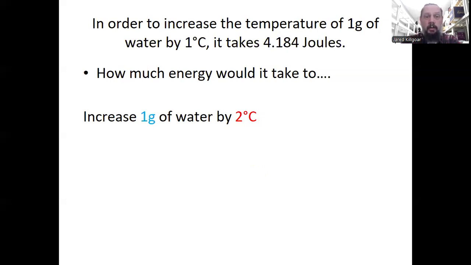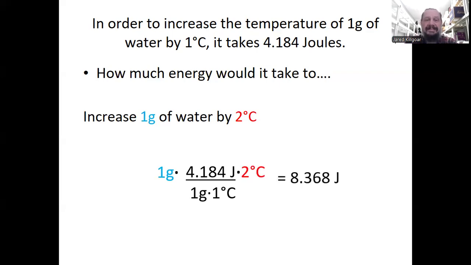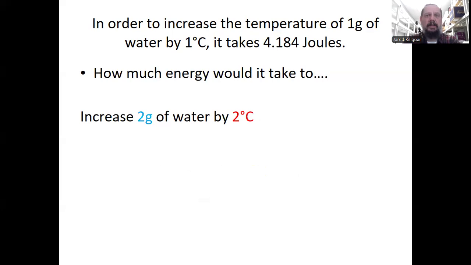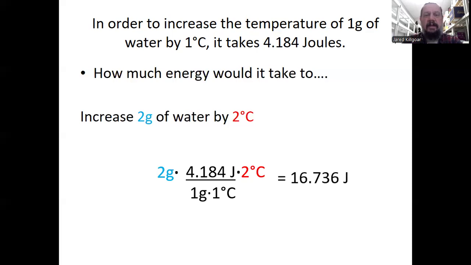What if I want to increase 1 gram of water by 2 degrees Celsius? Well, I'm doing 1 gram of water by 1 degree Celsius twice. So similarly, for 1 gram of water to go up 2 degrees Celsius, it's also going to take that same amount of energy, 8.368 joules. What if I want to take 2 grams of water and increase it 2 degrees Celsius? I do something similar, and hopefully you guys are seeing what I'm getting to here. 2 grams of water to go up 2 degrees Celsius is going to take about 16.7 joules of energy. Let's take it to the next step.